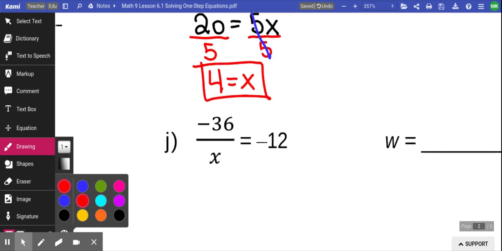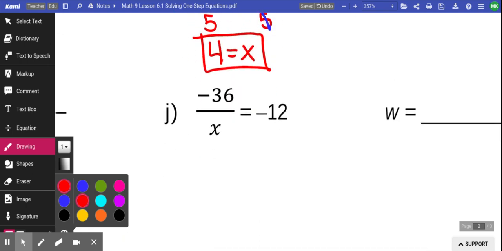And we're going to see that again. So if we look at J here, I'm trying to solve for x. I notice that x is in the denominator, meaning the bottom of a fraction. So I need to get it to the top. The way that I move it is by multiplying both sides by x, because this will cancel the x's on the left side, leaving me with only negative 36. And on the right side, I now have negative 12 times x, so negative 12x.